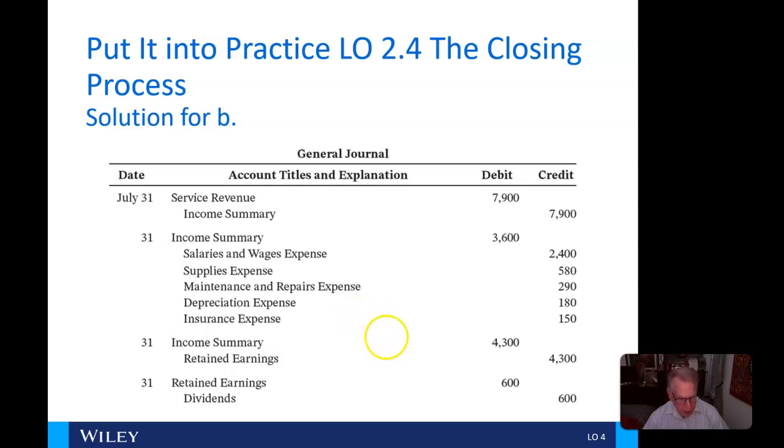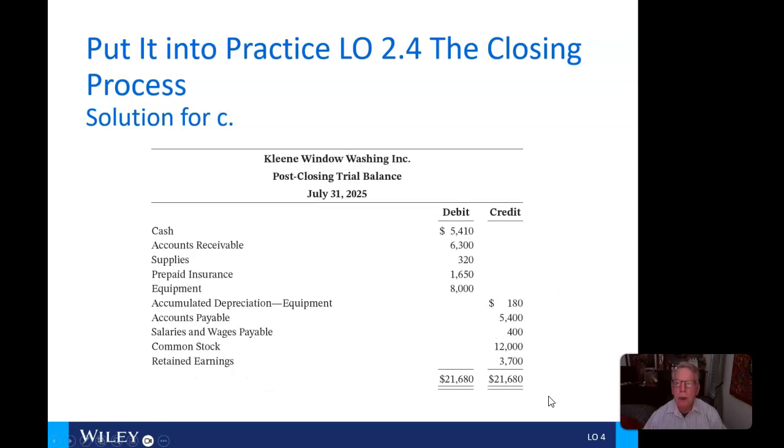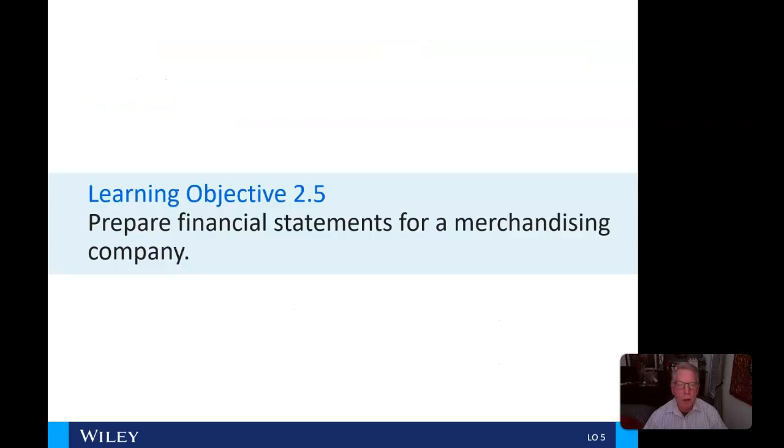So to zero that out, we debit income summary. Now income summary is zeroed out, and we put that balance into retained earnings. And we do the single step process of debiting retained earnings and zeroing out the dividends with a credit to dividends of $600. And there's the post-closing trial balance. A little redundancy there, but I think you get the idea.